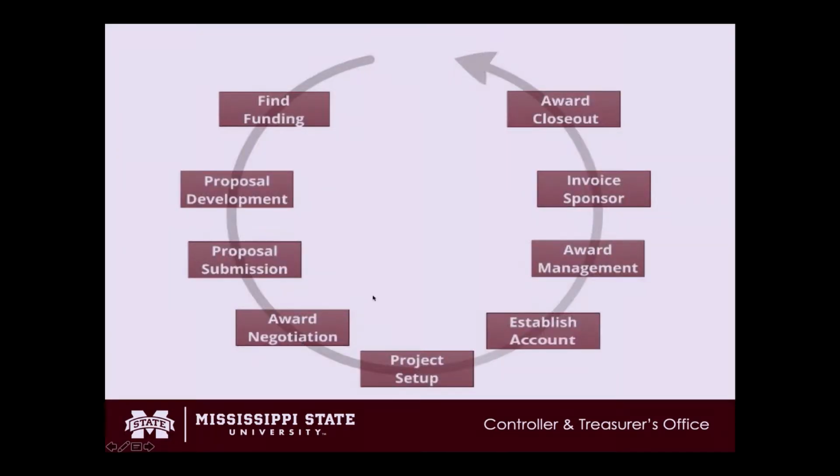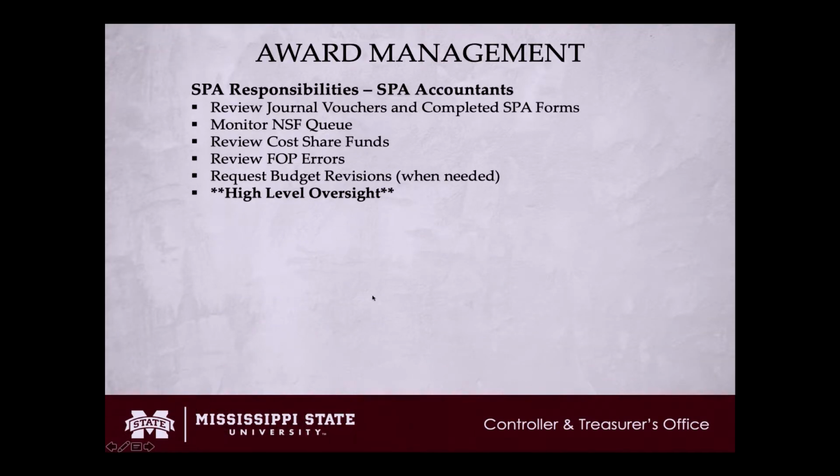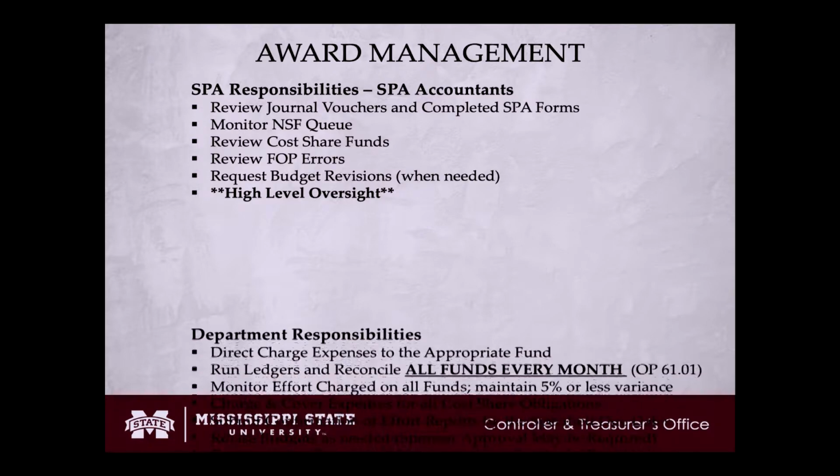So let's talk a little bit about award management. Our responsibilities: our SPA accountants review journal vouchers and completed SPA forms. They monitor the insufficient funds queue. They review cost share funds. They review fund to org program errors, request budget revisions when needed, and essentially we provide a high-level oversight.